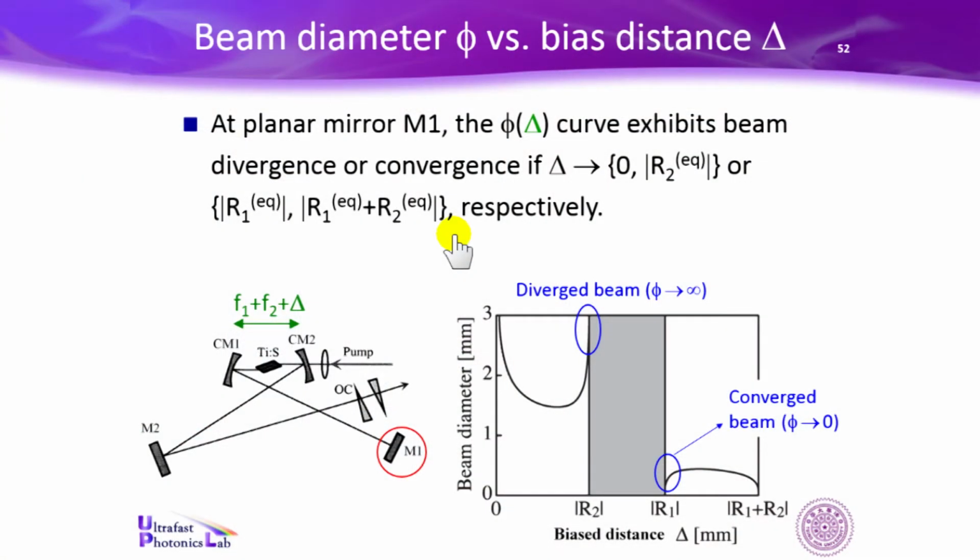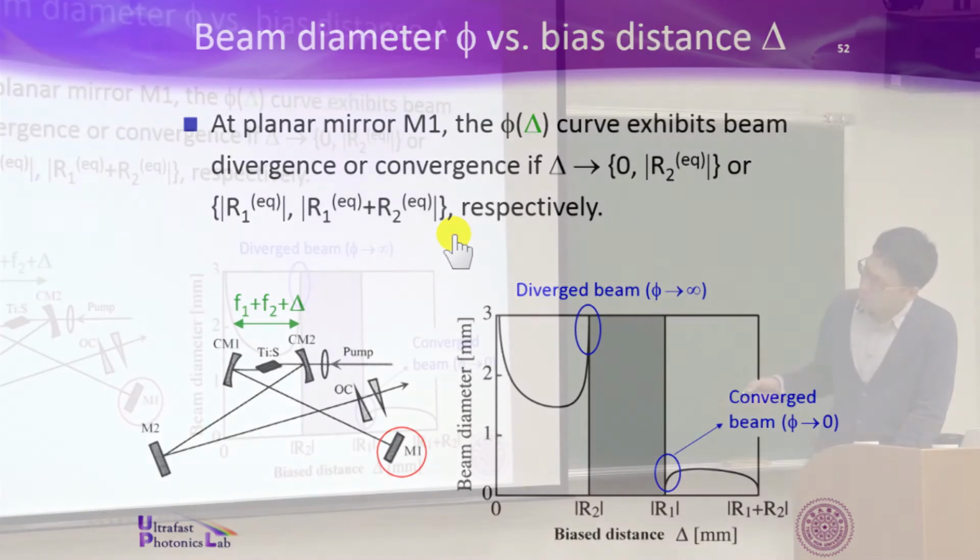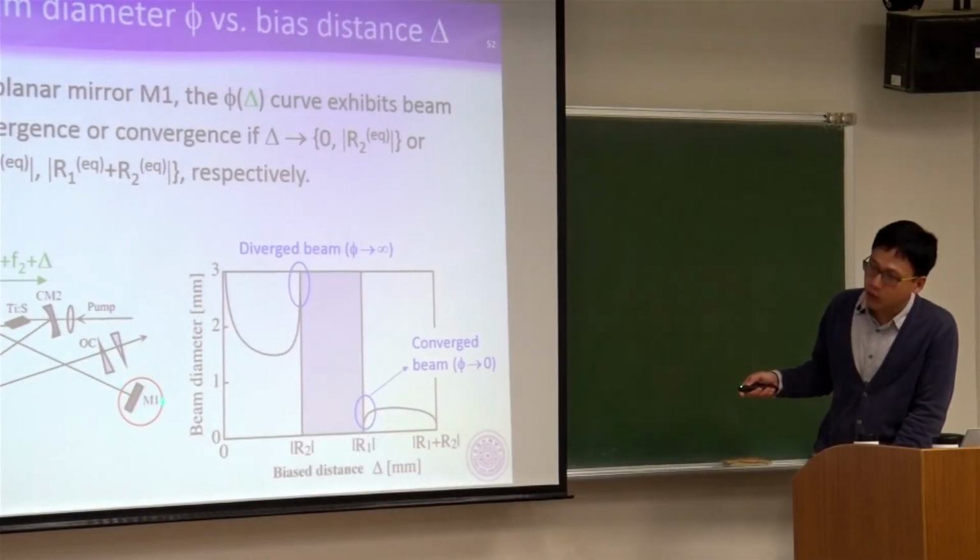Here I plot the beam diameter versus the detuning distance delta. This is the original cavity. The separation between the two curved mirrors is F1 plus F2 plus detuning big delta. The horizontal axis is big delta, which roughly represents the separation between the two curved mirrors. When they change, what happens to the beam diameter at this position?